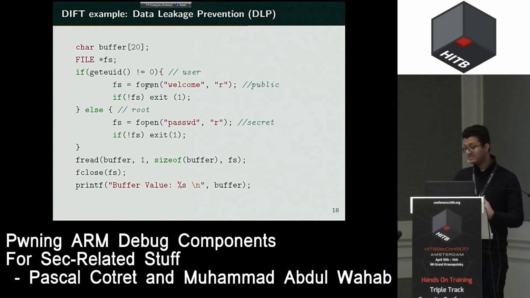What this code does is, depending on the type of user, it opens a file. If it's a normal user, it opens a public file. If it's a root user, it opens a secret file. We copy the content of this file to the buffer, and we print the buffer. If the user is normal, the buffer will be printed. If the user is root, we do not want any secret information to be revealed or sent towards the network.